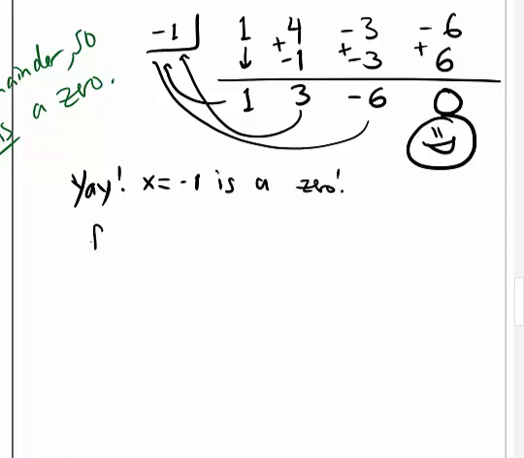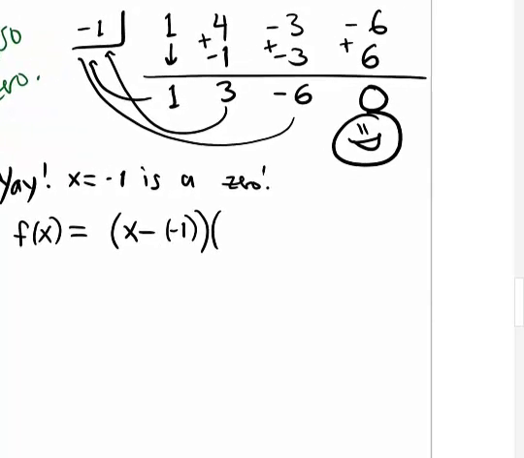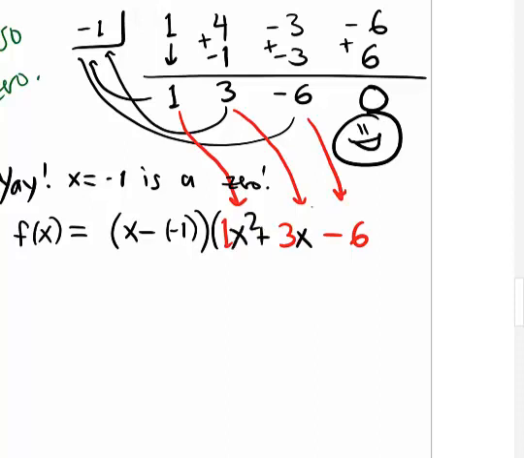X equals negative 1 is a 0. That means that the function I was given, I think they called it f of x, I should be able to write it as x minus negative 1, or x plus 1 of course. Because again, the first factor is always going to be x minus the 0 you found, so x minus negative 1. And then the remainder of the polynomial comes from these numbers that are down in your quotient area. It should go from constant term, negative 6, and then x power, and then x squared power. So 1 must be the coefficient on x squared, 3 must be the coefficient on x, and 6 must be the constant term.